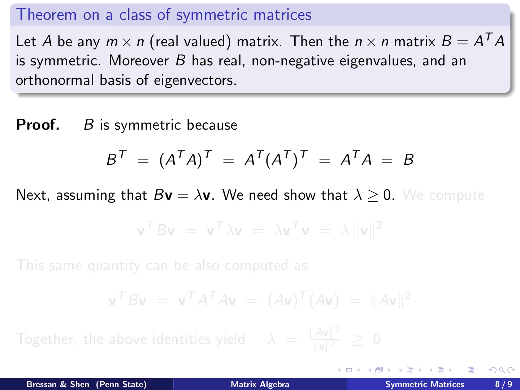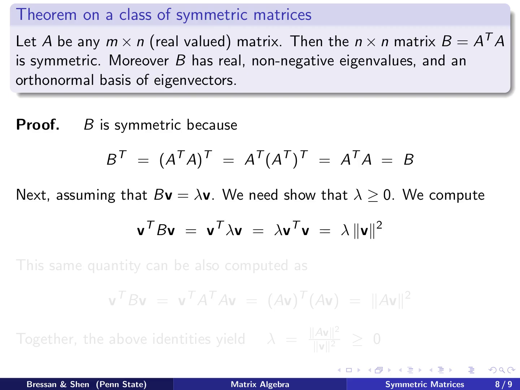Next, we need to show that the eigenvalues are non-negative. Because if B is symmetric, then we already know it has real eigenvalues. This we just learned. Now we need to show that they are non-negative. So in assuming that, then the lambda here must be bigger than or equal to 0.